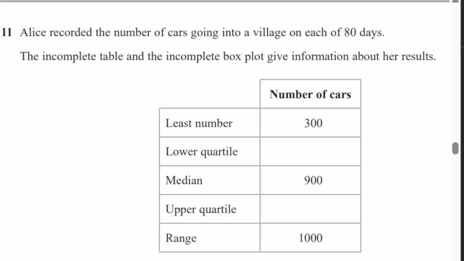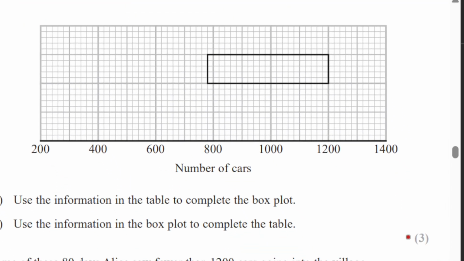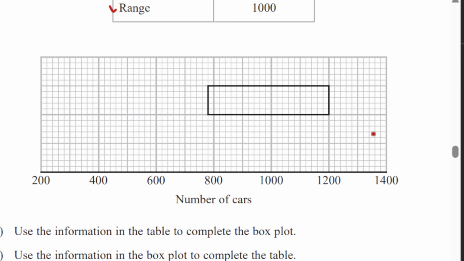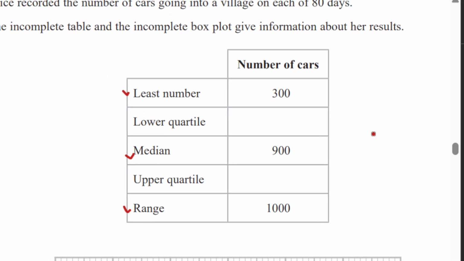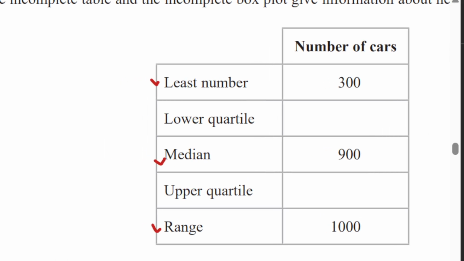Question 11 is 5 marks. It's box plot. They gave us some table with the least number, median, and the range. And then they ask us to do the box plots here, and also to complete the table. Now to complete the table, let me just quickly explain it. I'll take 1 minute to explain the box plots and then we do the question.